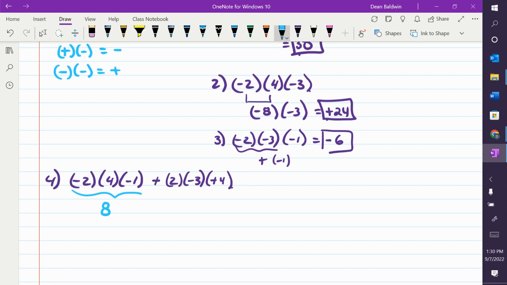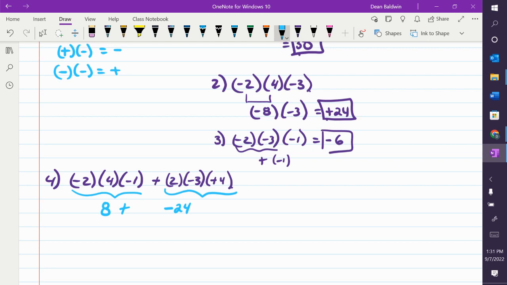Okay? Then because there's an addition sign, we leave that because we do that last. We have to do this multiplication next, correct? Is that right? Okay. What's 2 times negative 3? Negative 6. Does everybody agree? What's negative 6 times positive 4? Negative 24? Because this is all multiplication, correct? Are we okay here?